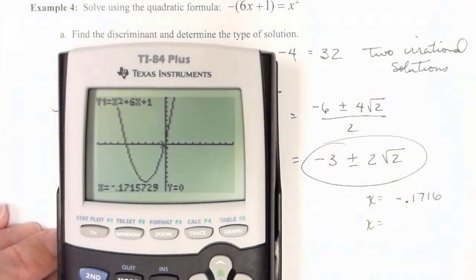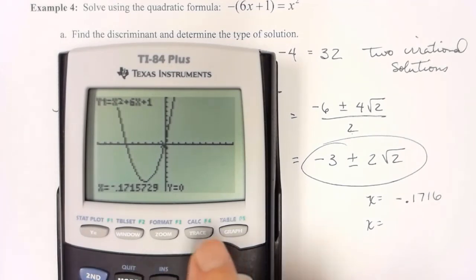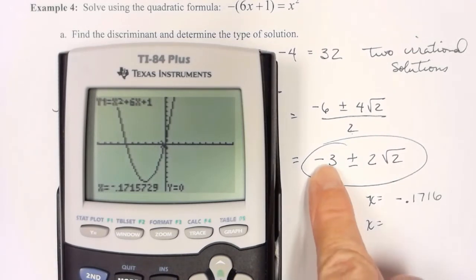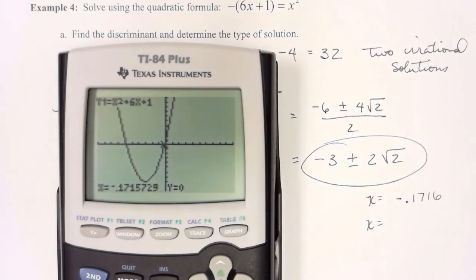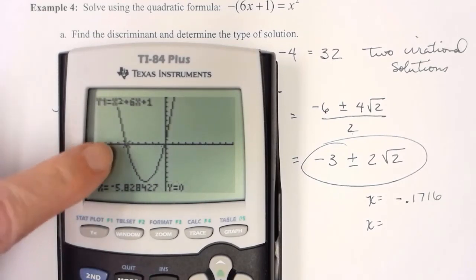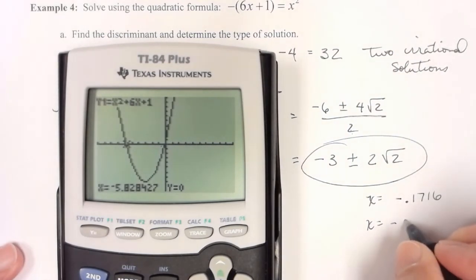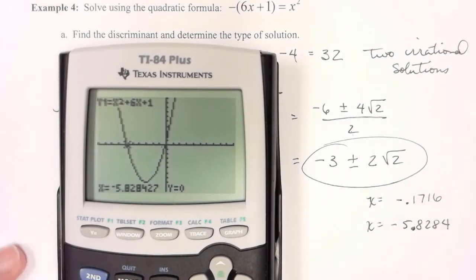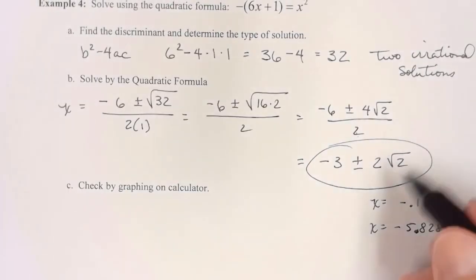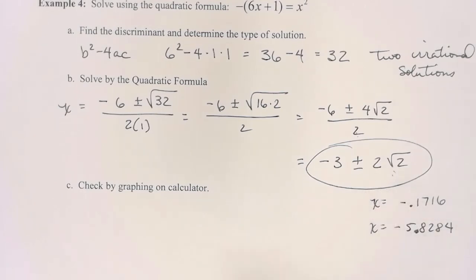We'll go get the other one. And when you do second trace for the calc menu for the value, you don't have to do it again. That's the only time you don't. So let's do the negative route. So negative 3 minus 2 square root of 2. And see if we get a 0 there. Yep. So negative 5.8284. So it did check, and we checked it actually with the exact answer.